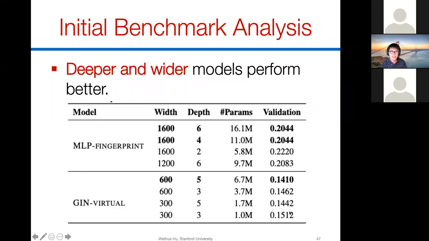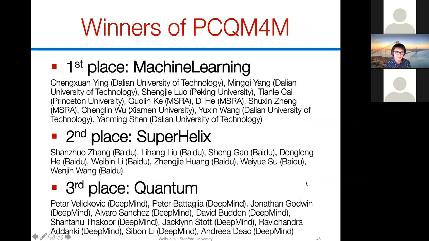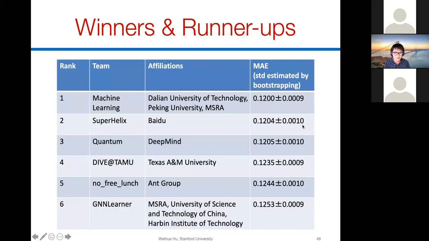Now this is our initial benchmark analysis. What about the winners? The winners are depicted here. The first place is from Dalian University, Peking University, and Princeton, and the second place is from Baidu. The third place is from DeepMind. And the performance numbers are summarized here.